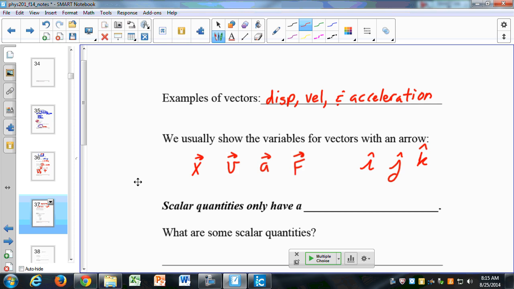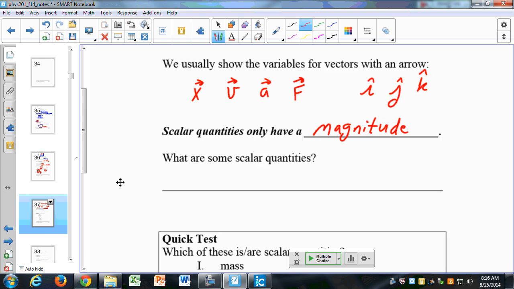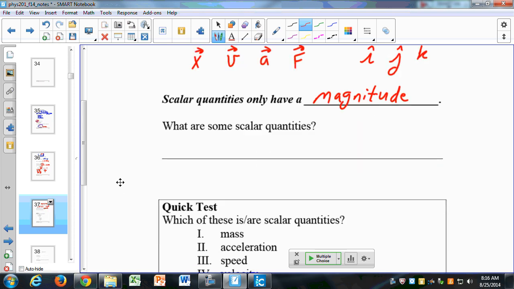All right. Scalar quantities. Vector quantities have a what and a what? Magnitude and direction. So scalar quantities have what only? No, not direction, only magnitude. So scalar quantities are just the magnitude of the vector. So scalar quantities only have a magnitude. They have no direction associated with them. Now we have some scalar quantities that are associated with our vector quantities. So the scalar quantity associated with displacement is distance.